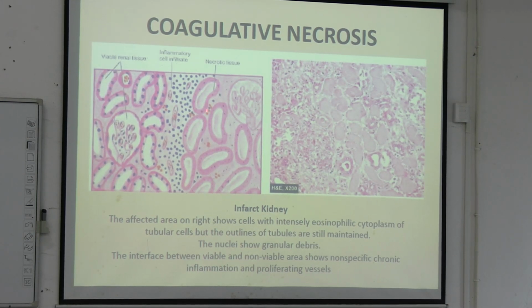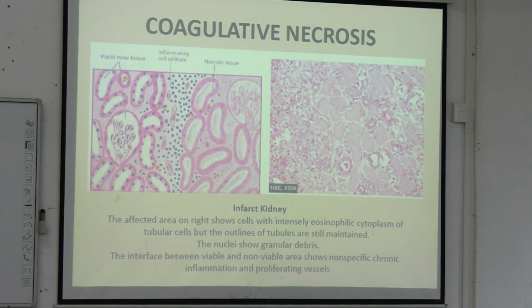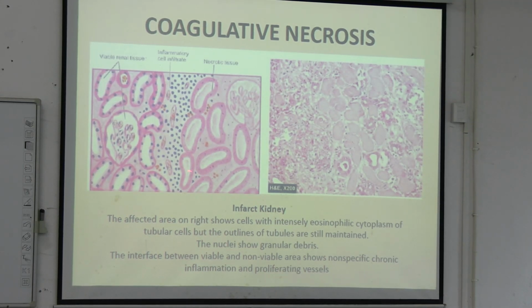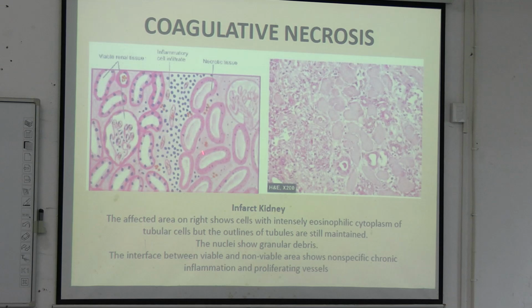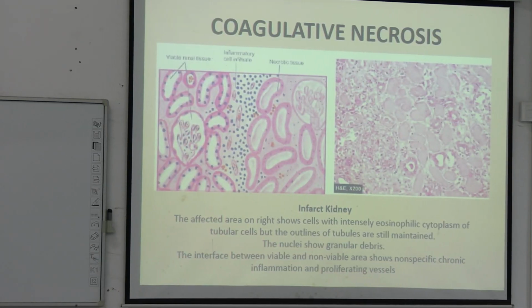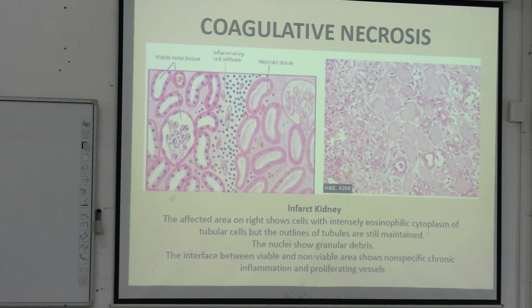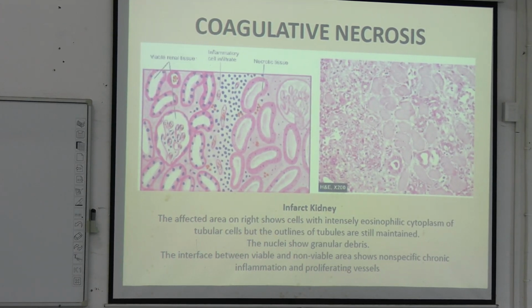Relatively there will be an increase in the pinkish tinge within the dead tubules. Okay, and there will be no nuclei. And in between the viable tissue and dead tissue, there is some kind of inflammatory cells. So this is an example of coagulative necrosis occurring due to the infarction of the kidney.